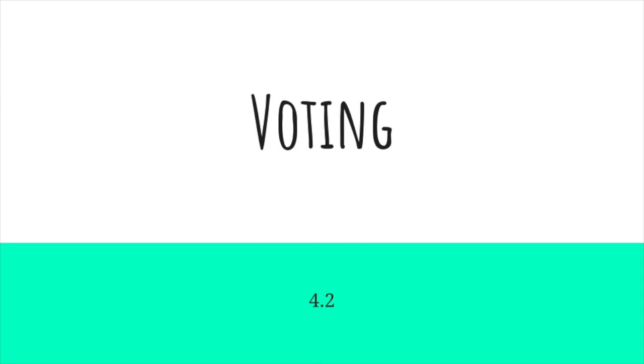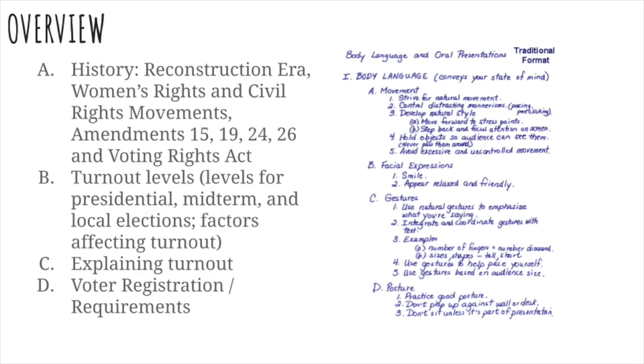As always, please take good structured notes over the objectives. We're going to start by looking at some historical milestones associated with suffrage rights. We'll talk a little bit about turnout levels at elections and what can impact that. And then lastly, we'll talk a little bit about voter registration requirements.